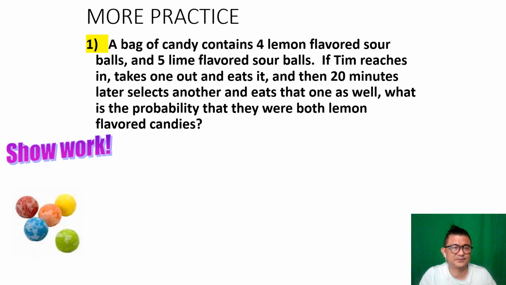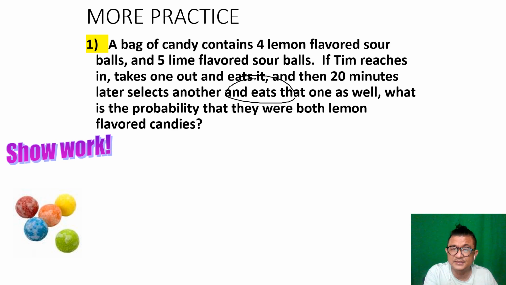Now, let's try these problems. A bag of candy contains 4 lemon sour, 5 lime flavored sour balls. If Tim reaches in and takes one out and eats it, and then 20 minutes later selects another and eats it as well, what is the probability that they're both lemon flavored candy? So we want lemon followed by a lemon. But first thing, is it dependent or independent? Think first. You took one, eats it. If you eat it, is it dependent or independent?